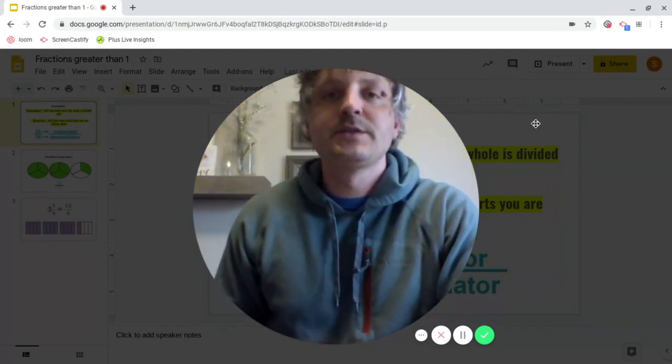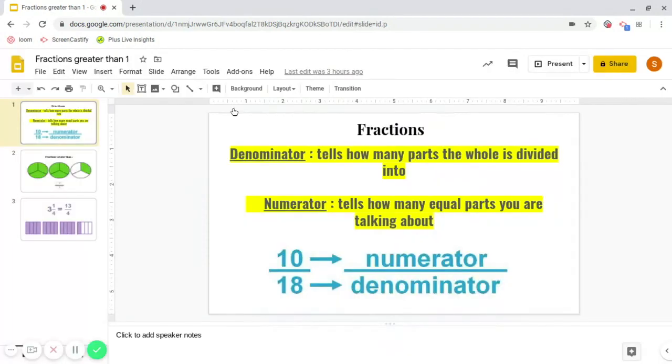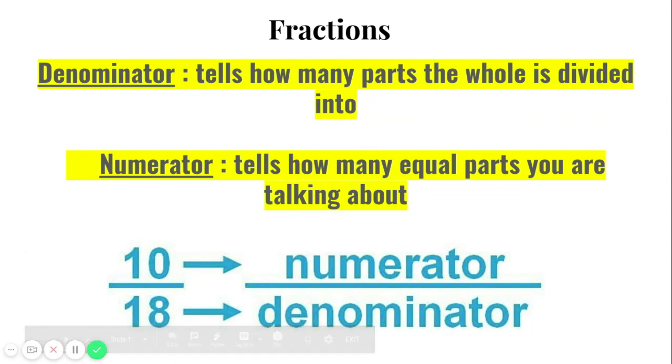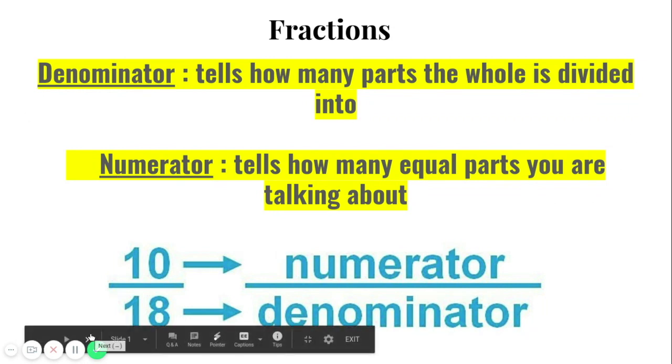So if we take a look at our slides, as a reminder, I started out with some definitions for fractions. The denominator, the number on the bottom, tells how many parts the whole is divided into. The numerator, the number on the top, tells how many equal parts you are talking about. In this case, 10 is the numerator and 18 is the denominator.